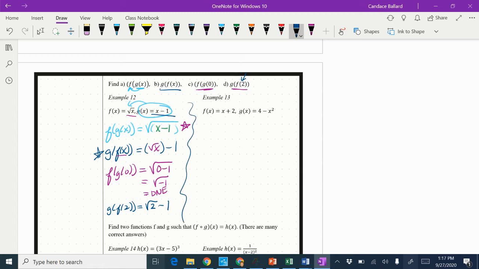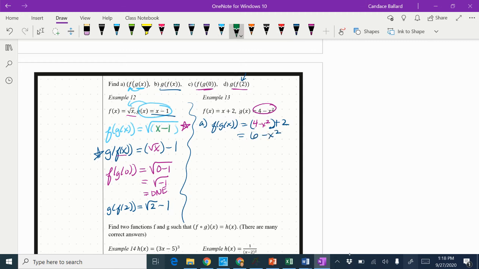All right, let's try again. So now I'm going to go through those same ones again. So A was f of g of x. So that means I write my f function with parentheses for the x. I'm going to take my g function and I'm going to substitute it in. So 4 minus x squared. And then I'm going to simplify this. So I've got 4 plus 2 is 6 minus x squared.